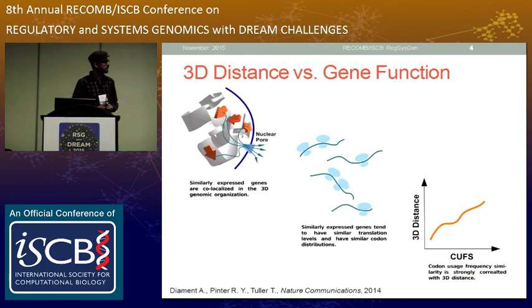Our hypothesis behind this result is that similarly expressed genes are colocalized in 3D. They have similar functions, similar transcription levels, and similar translation levels, and they co-evolve. And over the years, they develop similar patterns of codon and amino acid usage. And so when we come to analyze HiC data and measure CUFS, we see a strong relation between the two.